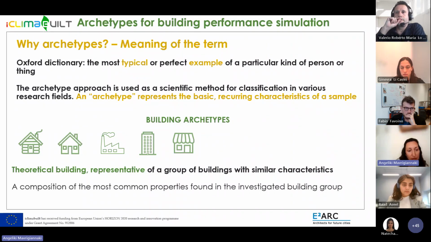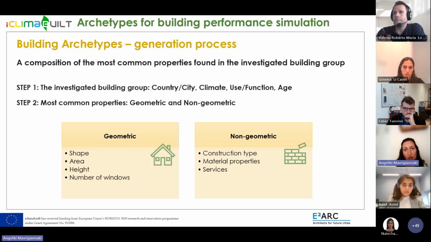So in general, an archetype is the composition of the most common properties found in the investigated building group. However, it's not only the geometric characteristics that define a building archetype. And also, we need to have in mind that some archetypes are only representative of certain contexts, certain countries, for example. The wooden house that we discussed earlier would be an archetype in some areas, but not in other areas.